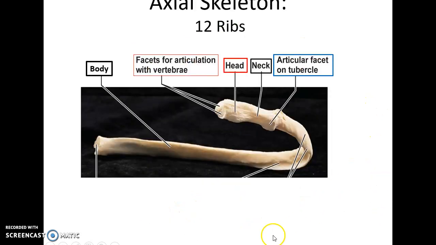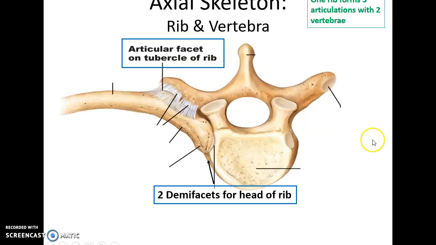The rib has a head, and after the head comes the neck. The head has 2 little facets for articulating with the vertebra's body. The rib also has a tubercle, which has a facet that articulates with the thoracic vertebra's transverse process. And then this long portion is referred to as the body of the rib. So here you have a rib coming in, its tubercle articulating with the transverse process of the thoracic vertebra, and one of its facets articulating with the demifacet of the vertebra, and then another vertebra will lay on top of it and articulate with the other facet on the rib's head. So that you have one rib forming three articulations with two vertebrae.